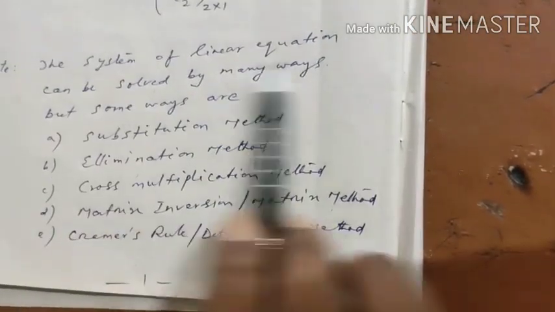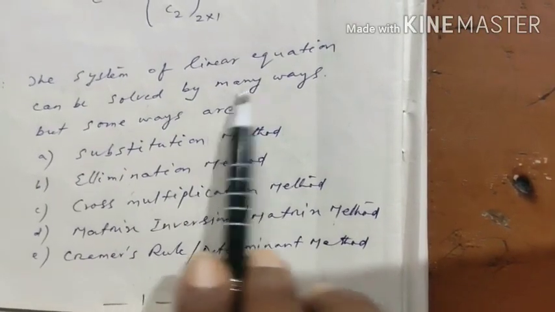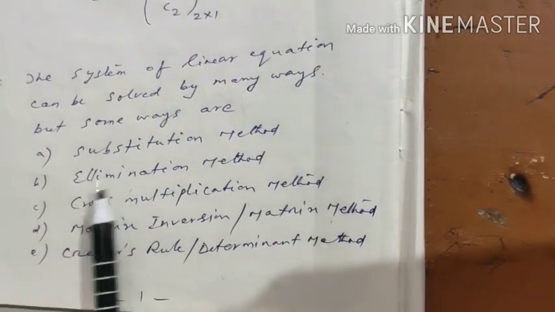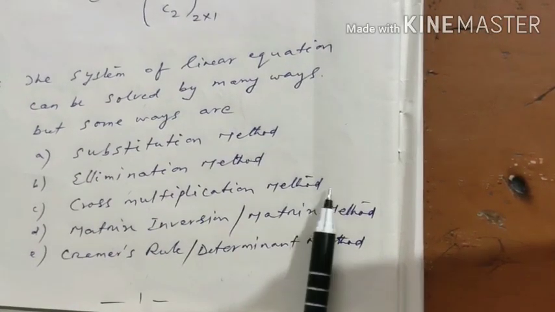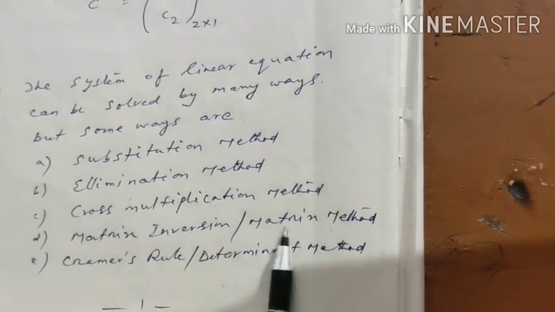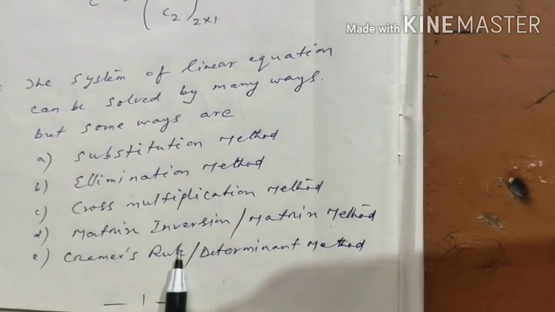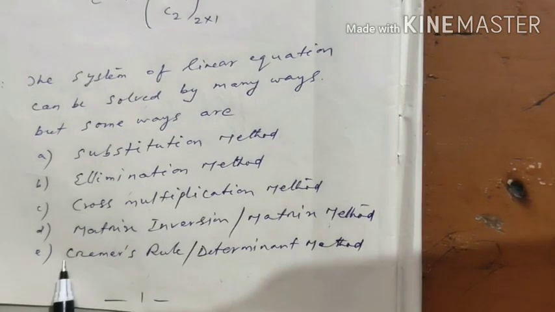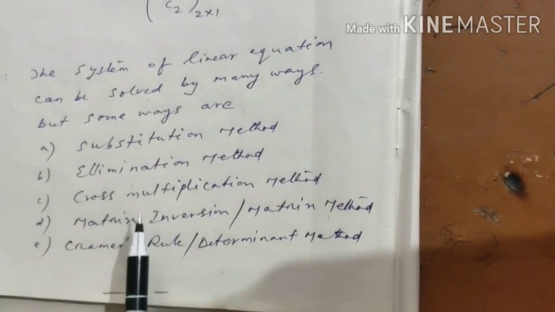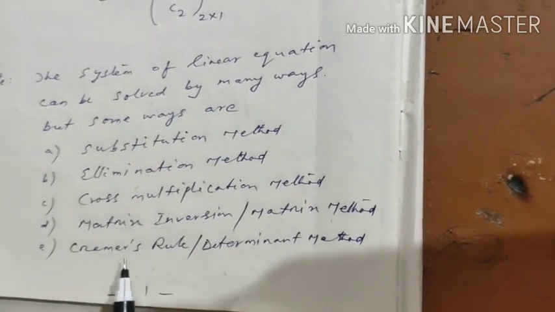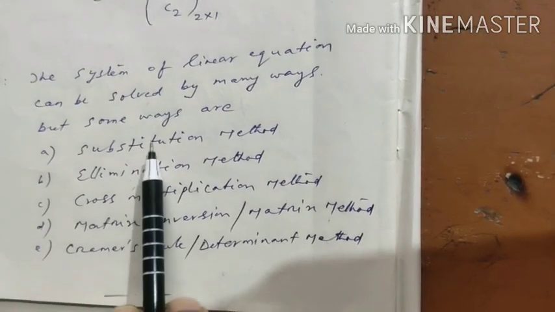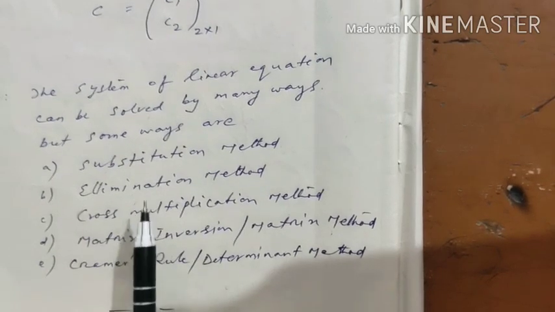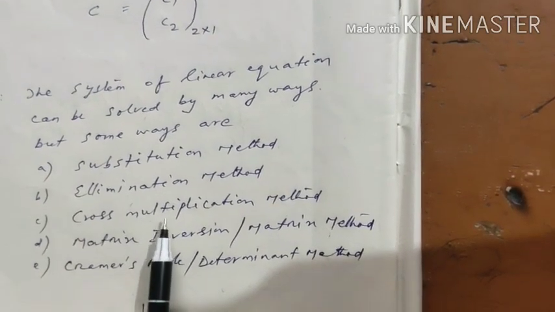The system of linear equations can be solved in many ways. Some ways are the substitution method, elimination method, cross multiplication method, matrix inversion or matrix method, Cramer's rule, and determinant method. These are the methods, but we have to discuss the matrix method and Cramer's rule, because substitution, elimination and cross multiplication were already studied in 9th and 10th level and plus 2 first year level.